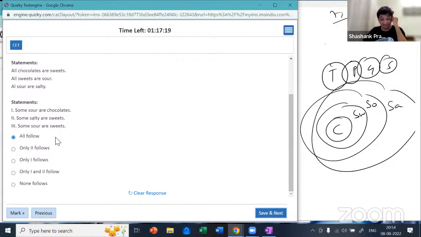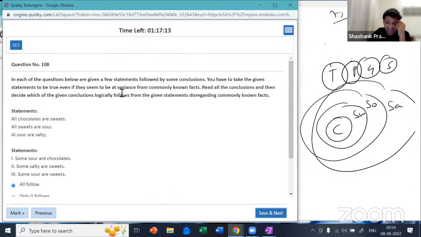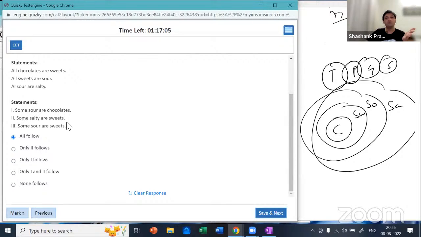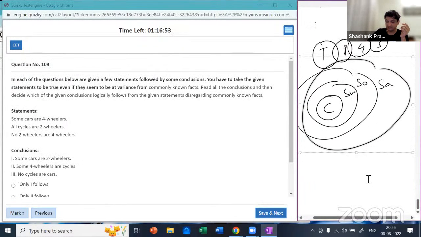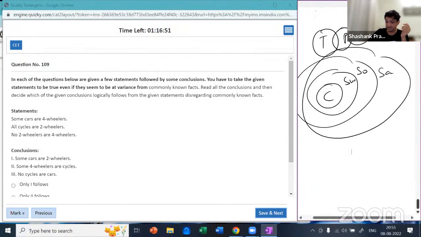Sometimes I might be tempted to say that 3 is not correct because some sour are sweets follows from all sweets are sour. But here they have not given us that which of the conventions logically follows. So I will generally go for this one. If they say that we have to use at least two of the statements, then 1 and 2 will be the answer. Okay, so I'll go with this. This is a belief that I have followed over the last 10 years of CET.